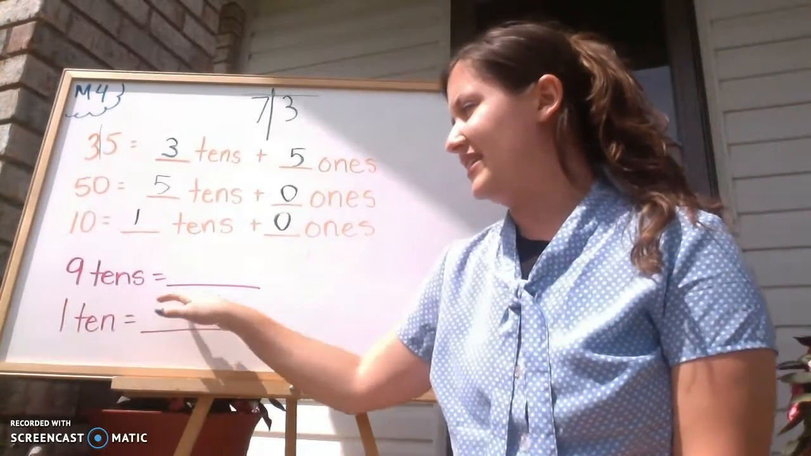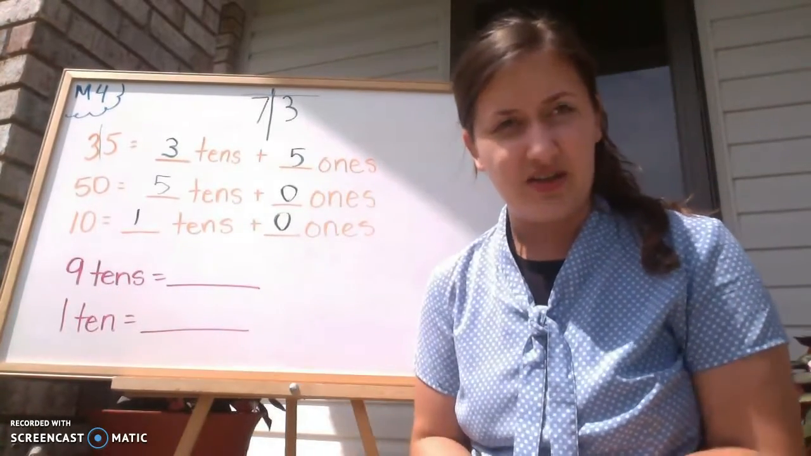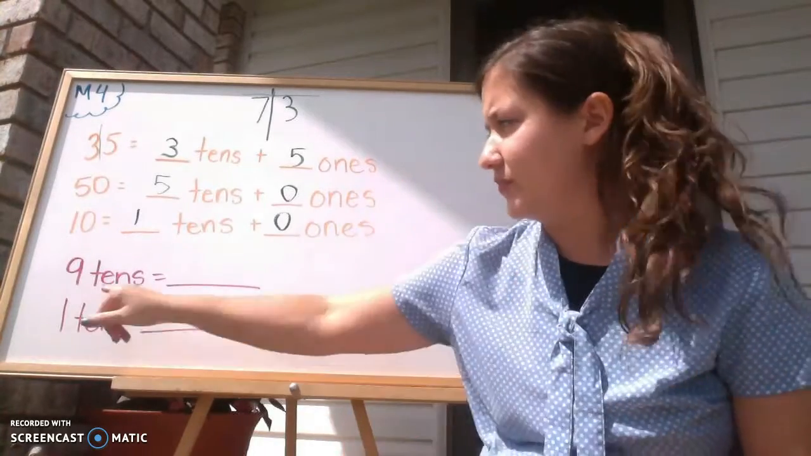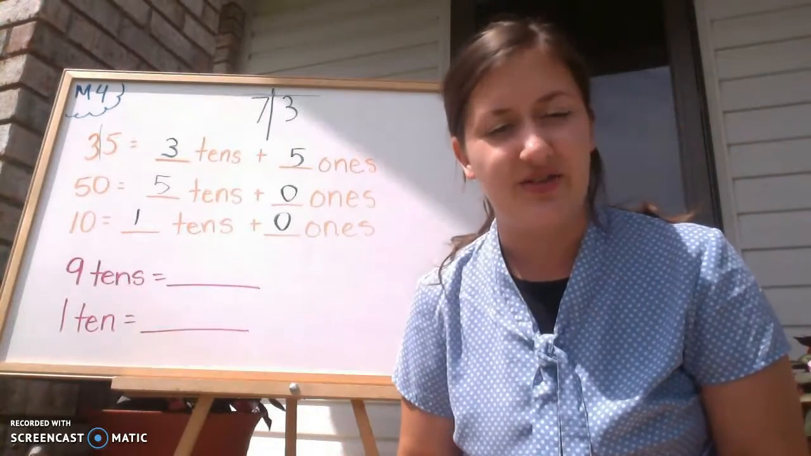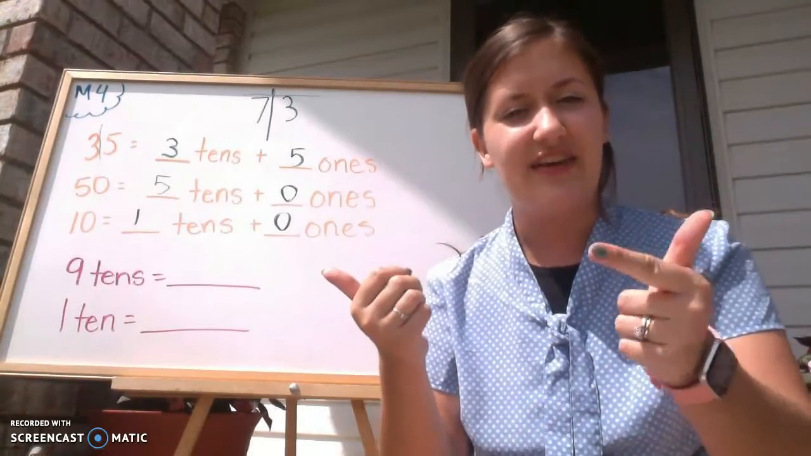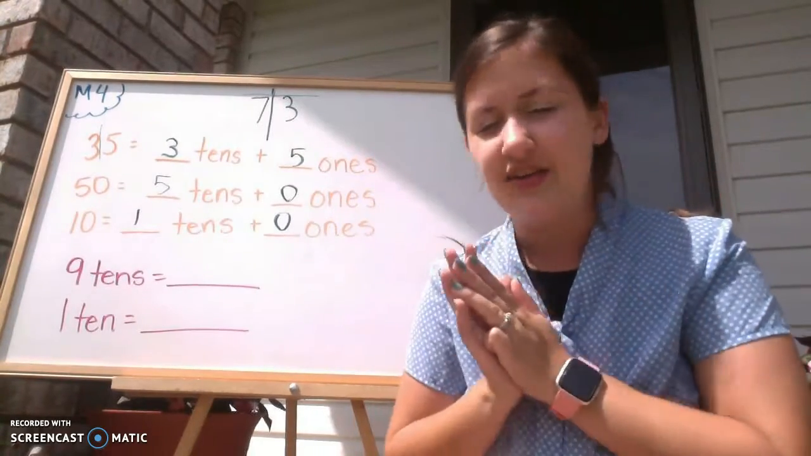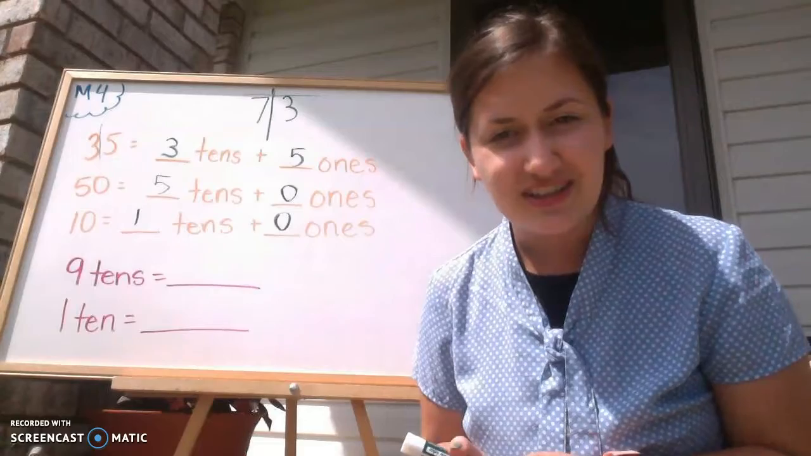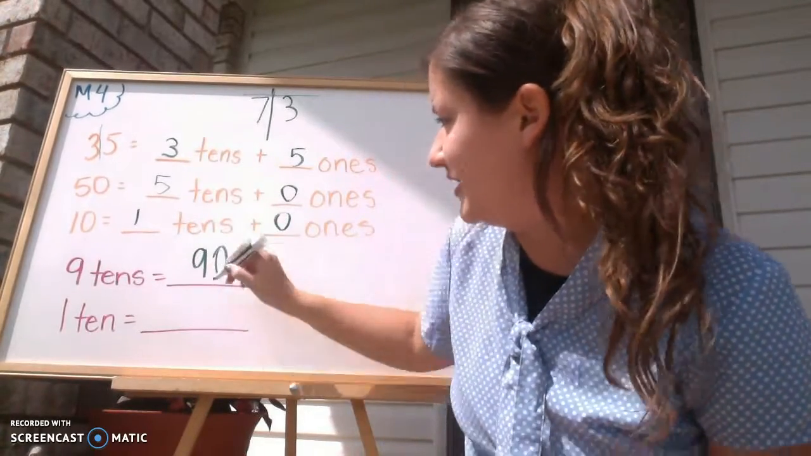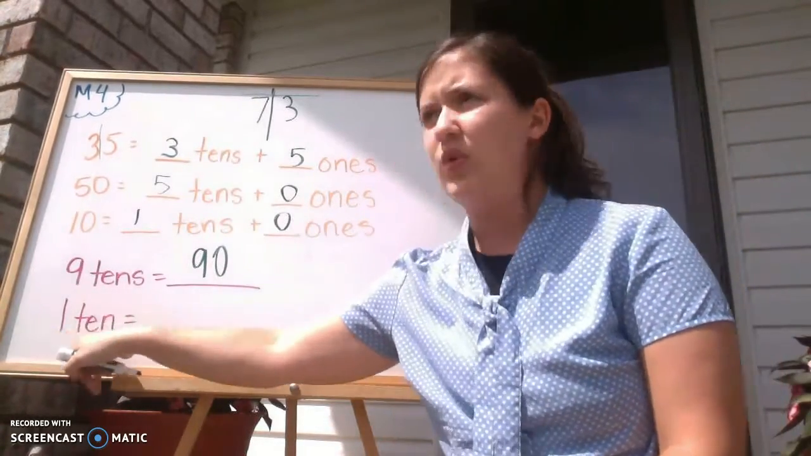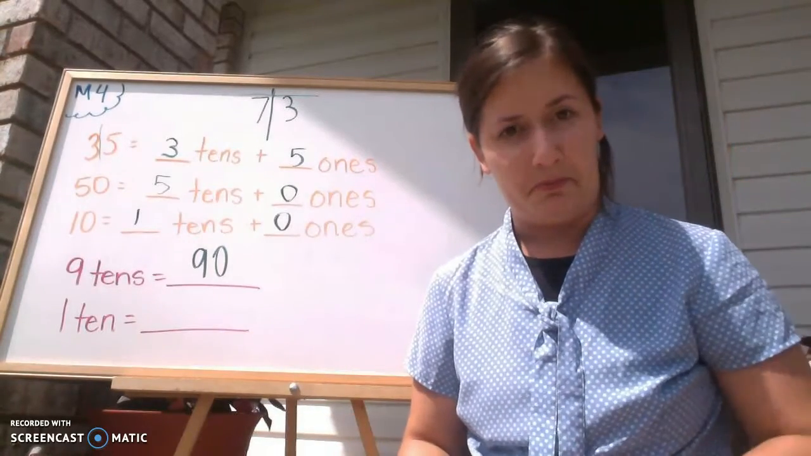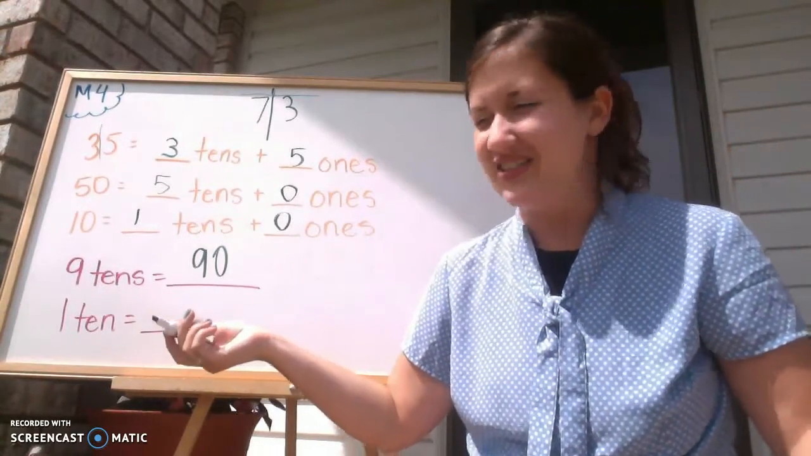9 tens is how much? So if you're going to count up to 9 by tens, you ready? 10, 20, 30, 40, 50, 60, 70, 80, 90. So 9 tens is worth how much? It's worth 90. That's right. So we would put 90 for 9 tens. How much is 1 ten worth? Ready? 10. How much is it worth? It's just worth 10.